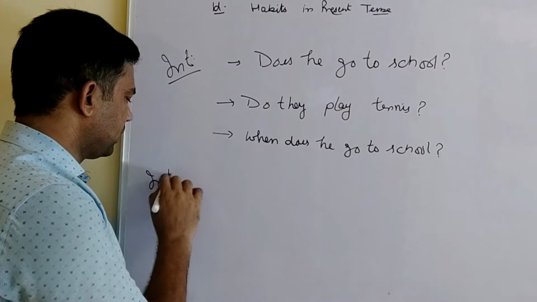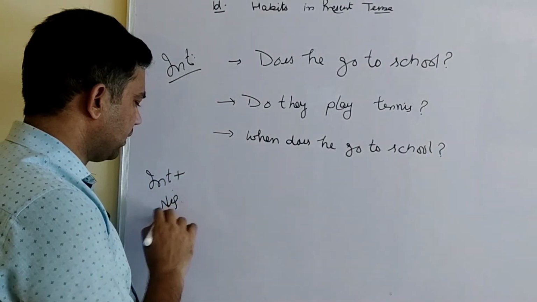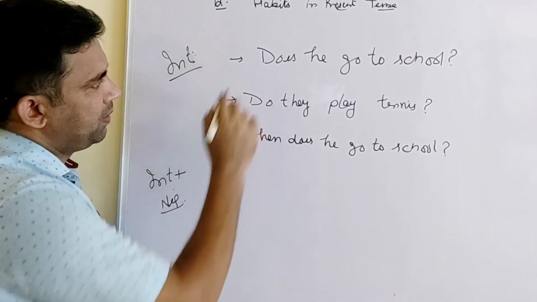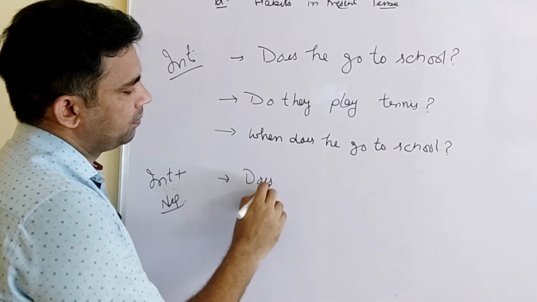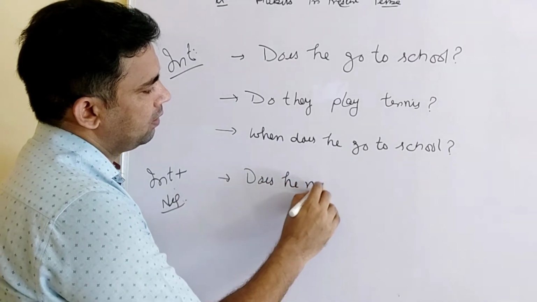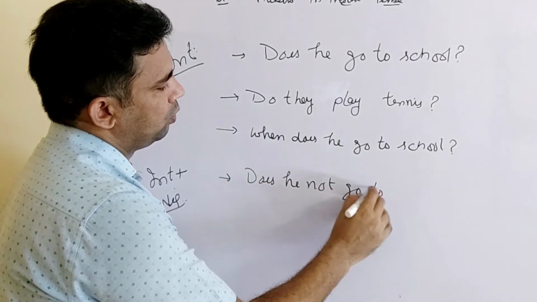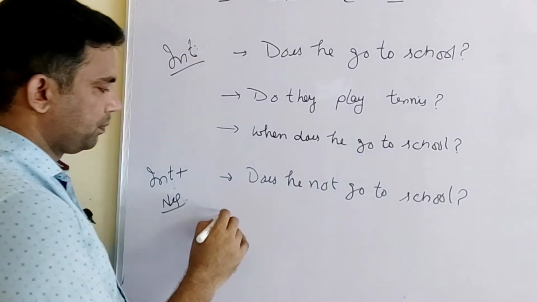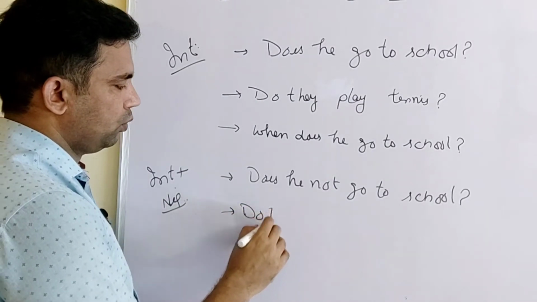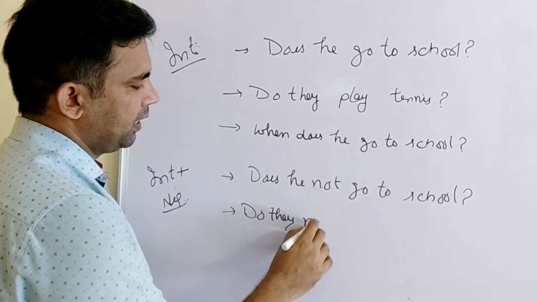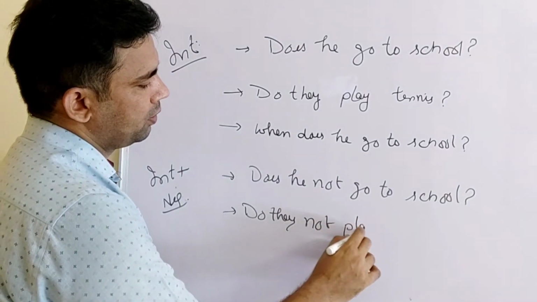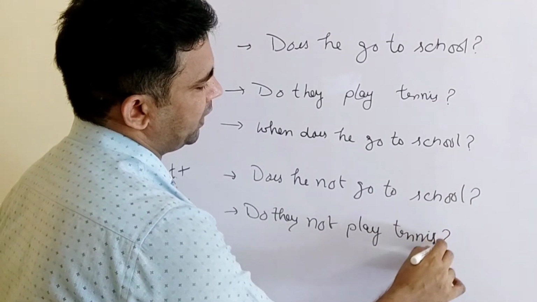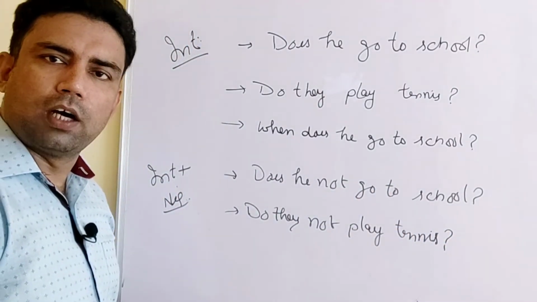Now the next type is interrogative plus negative. If I am using these both, then how does it become? The first one I am taking: does he not go to school? Second one: do they not play tennis? Right? How easy it is?